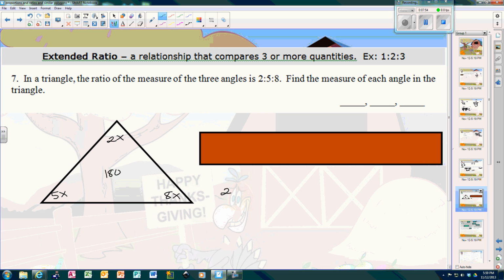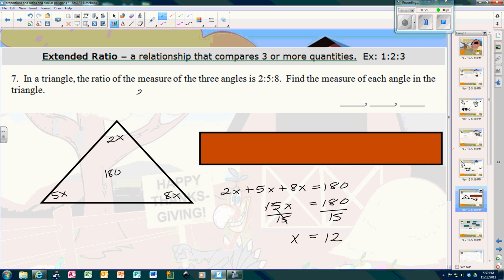So what you're going to do is you're just going to say, well, 2x plus 5x plus 8x equals 180. So 15x equals 180. Combine your like terms. Divide both sides by 15. And you get that x is 12.